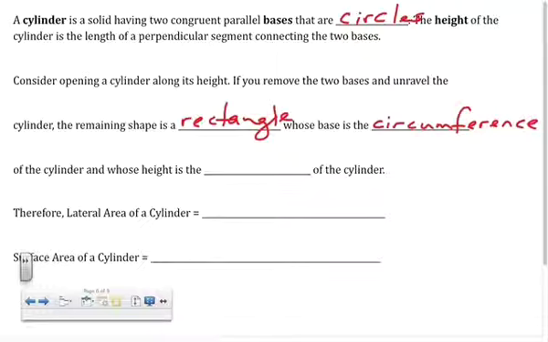Of the cylinder, and the height is the same as the height of the cylinder. Which means, once again, the lateral area of the cylinder would just be the area of this rectangle, or 2 pi r, circumference times height. So lateral area is nice and neat, 2 pi r h. You see what I mean about how much more precise the formulas for circular stuff are.